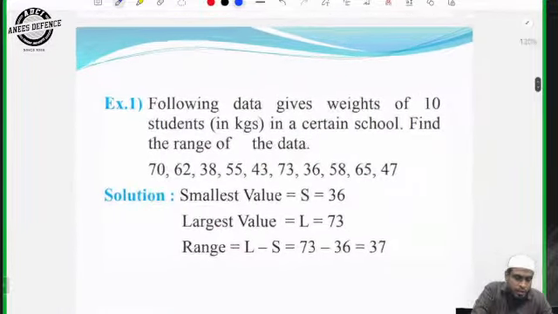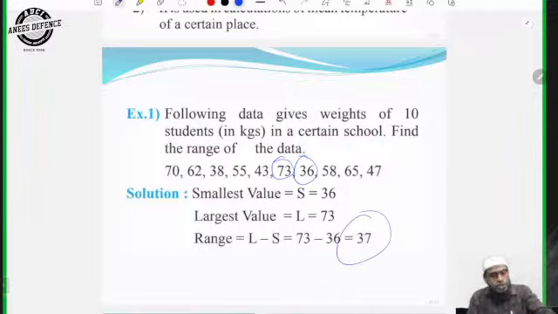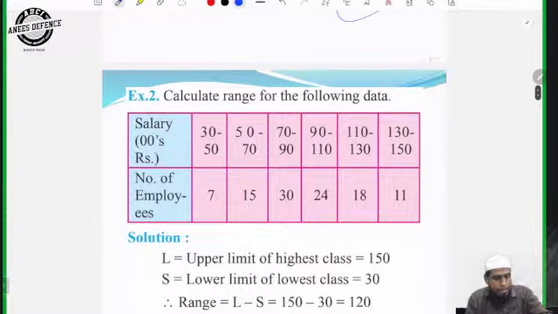For example, here is an example of range. Here 10 students are there and the weights of the students are given. The maximum weight is 73, and the minimum weight is 36. So the range of the data is 73 minus 36, that is 37: the highest value minus the lowest value. Another example: here the salary of different employees in a company is given. Some are getting 30 to 50,000, some are getting 50 to 70,000, 70 to 90,000. The number of people getting each range is given here.